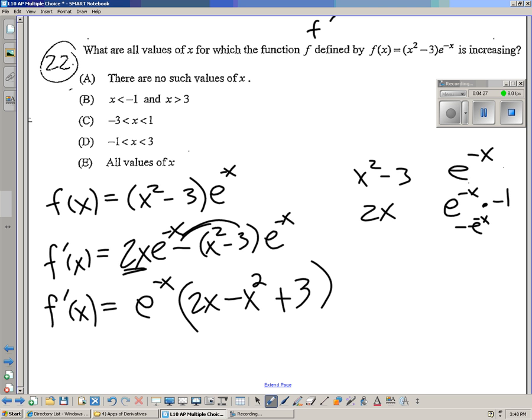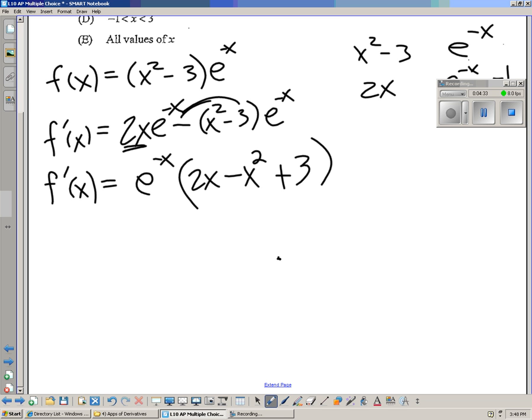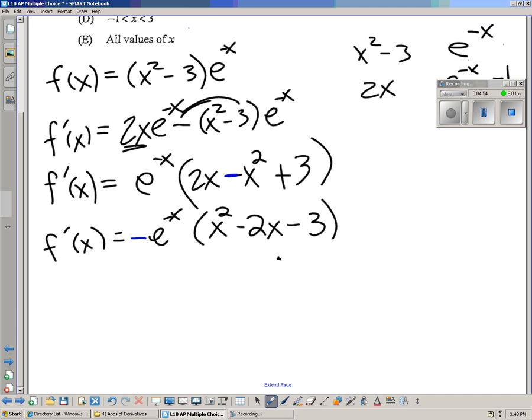Just by naively factoring out e to the negative x, this is really not great because, first of all, the x squared is negative. I don't like that because I want a leading x squared to be positive. So to fix this, I am going to take out a negative 1, leaving us with negative e to the negative x. The x squared will become positive, the 2x will become negative, and the 3 will become negative.